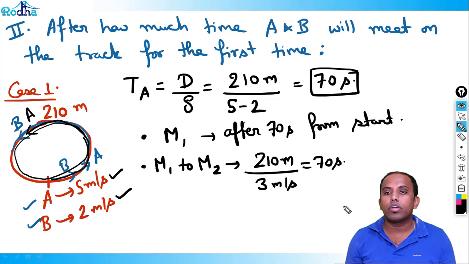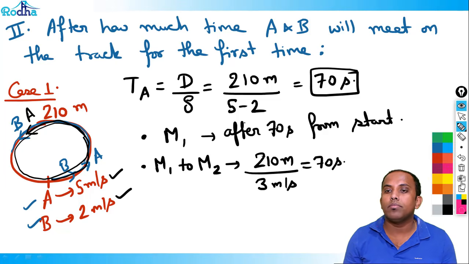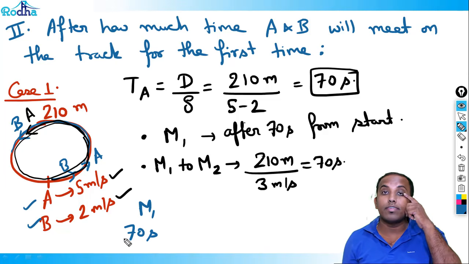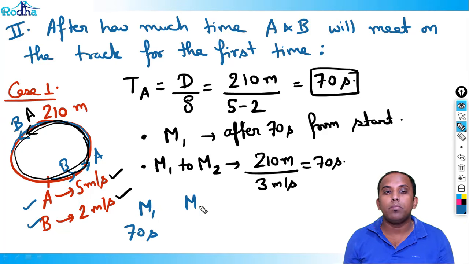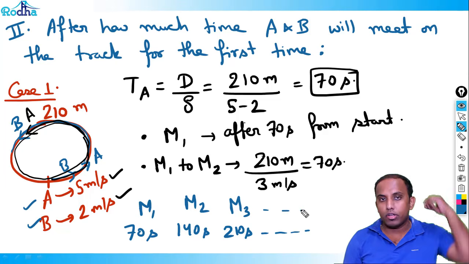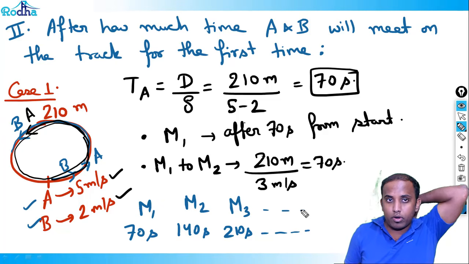So I can generalize it now. The first meeting is happening after 70 seconds, the second meeting will happen after 140 seconds, the third meeting will happen after 210 seconds, and this will go on. Got the funda? So this is an important case here.